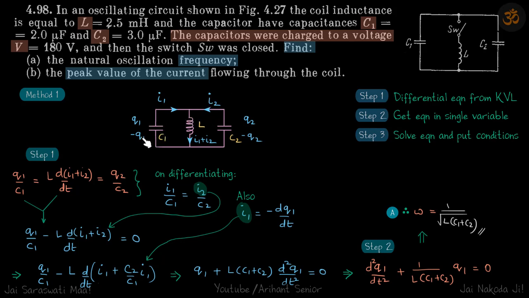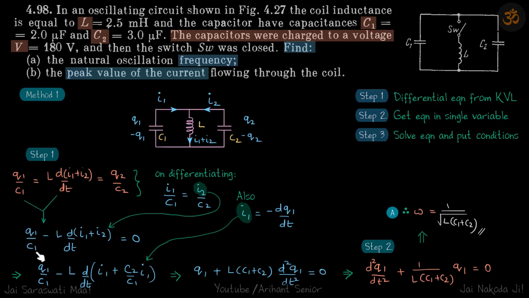So let the charges be -Q1 and Q1 on this one, -Q2 and Q2 here, I1, I2, and current in coil will be I1 + I2. So step 1, differential equation. Let's take this loop. So Q1/C1 = L d(I1 + I2)/dt. And if we talk about this loop, then Q2/C2 = again L d(I1 + I2)/dt. So let's take one of these two equations.